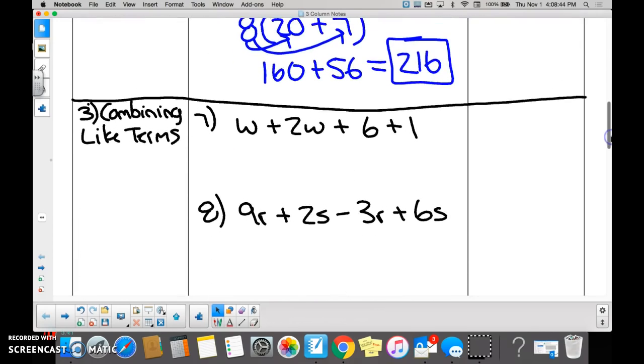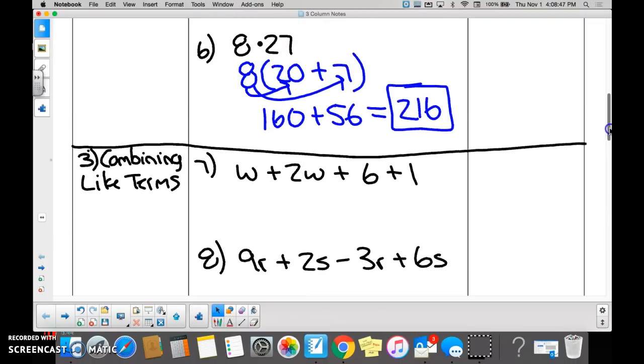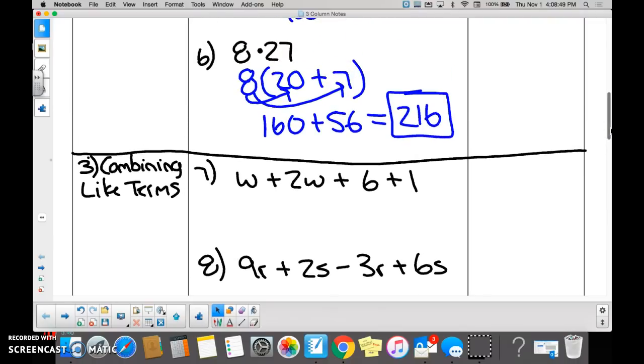So if you look at number 7, we've got a W, we've got a 2W, we've got a 6, and we've got a 1. The first thing we want to do is identify the terms that are alike, or that are like terms. I have a W here, and I also have a positive 2W here, which I know, since they are a variable raised to the same power, they both are W and W with no exponent, or you could also say W to the power of 1, 2W to the power of 1. We can combine them. We've got W, which is also a 1W, and 2W to give us 3 W's.